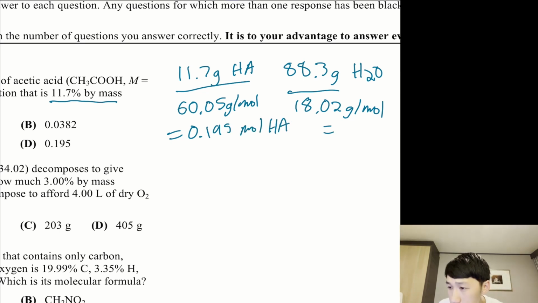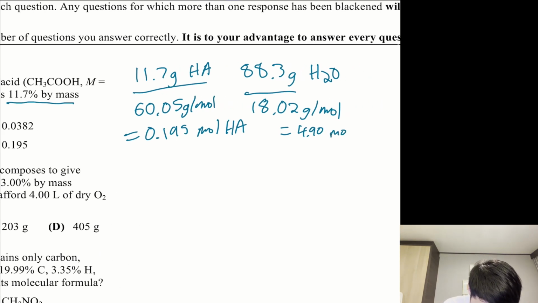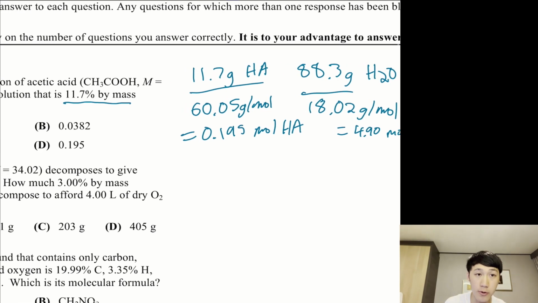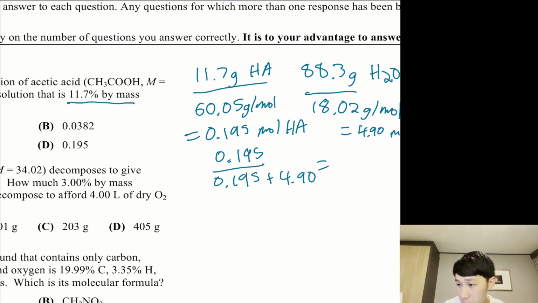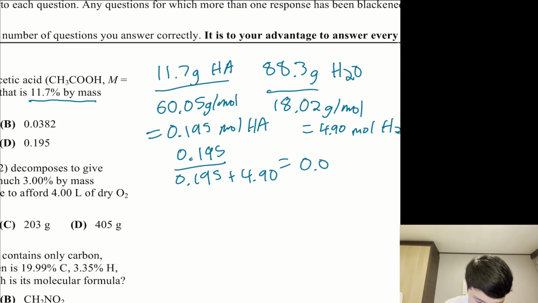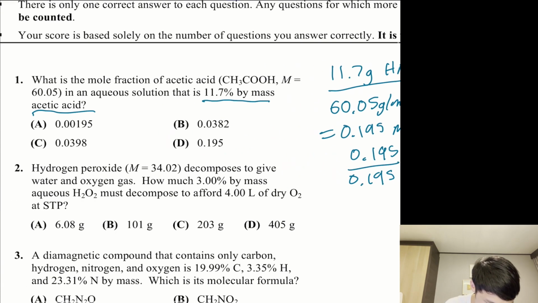and 4.90 moles of water. So to figure out the mole fraction of acetic acid, that's just going to be the amount of moles of acetic acid divided by the total amount of moles. So that's going to be 0.195 divided by 0.195 plus 4.90, and that comes out to 0.0382, which is B.